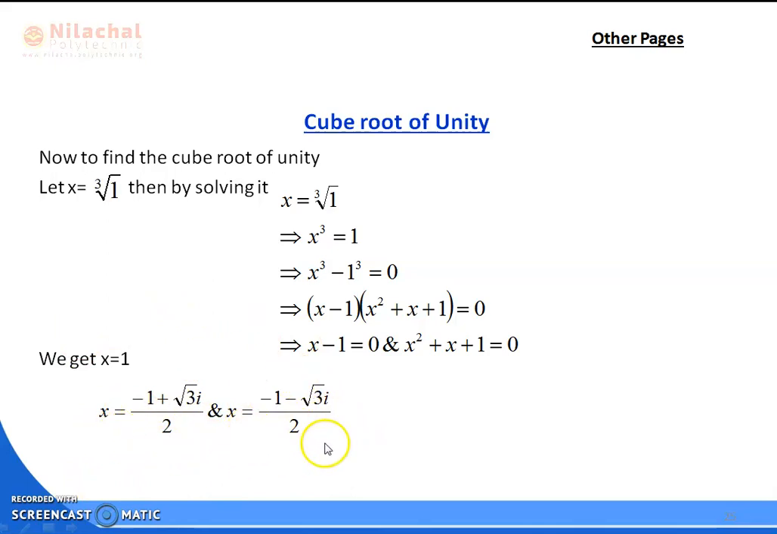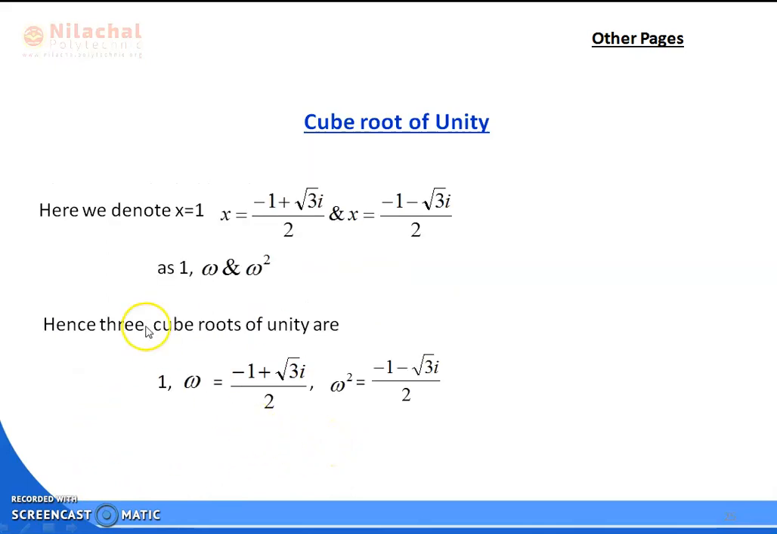And we denote these 3 cube roots of unity: 1 means that is 1. This value we denote as omega. This value we denote as omega square. Clear? So the 3 cube roots of unity are 1, omega, omega square. Omega equals this much, omega square equals this much. Clear? So these are your cube roots of unity.